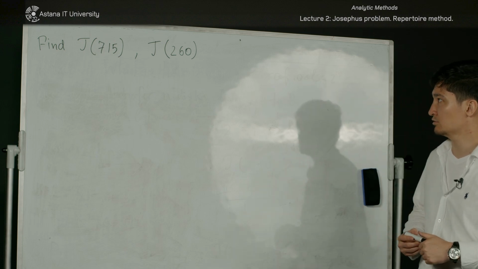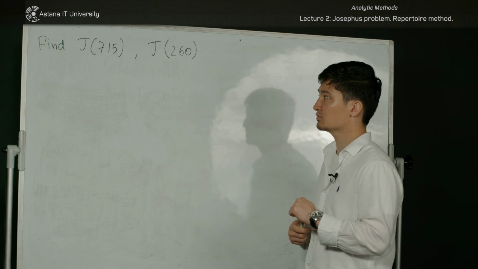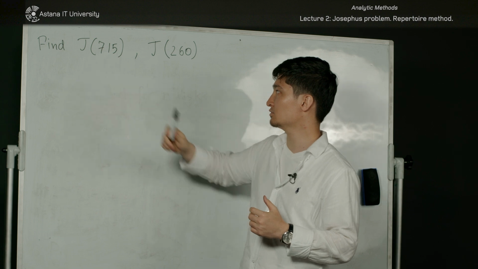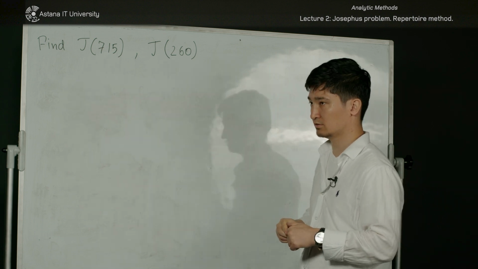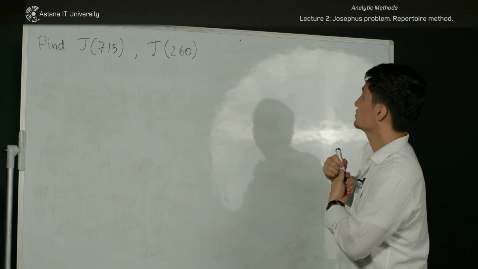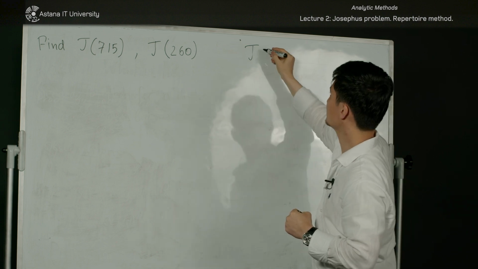Okay guys, let's continue. Now we have another problem. Find the value of Joseph's number for 715 and 260. So as you remember, Joseph's number in closed form is given by this, right?